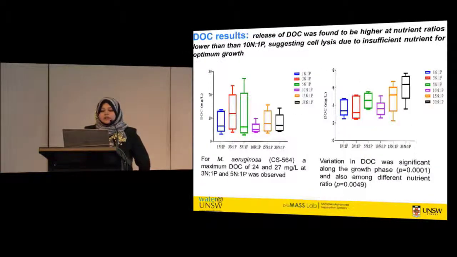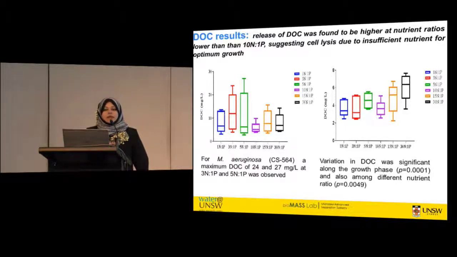So coming to our DOC results, we found that the release of DOC was significant under nutrient stress conditions. So mainly these species release a lot of DOC at low nutrient concentrations. It's showing that there was basically cell lysis. This could be due to the fact that when there are low nutrients in the environment, there's insufficient nutrients, so these cells do not grow. There's a lack of cell division. So what happens is they lyse. They lyse and they release the intercellular organic matter into the environment.